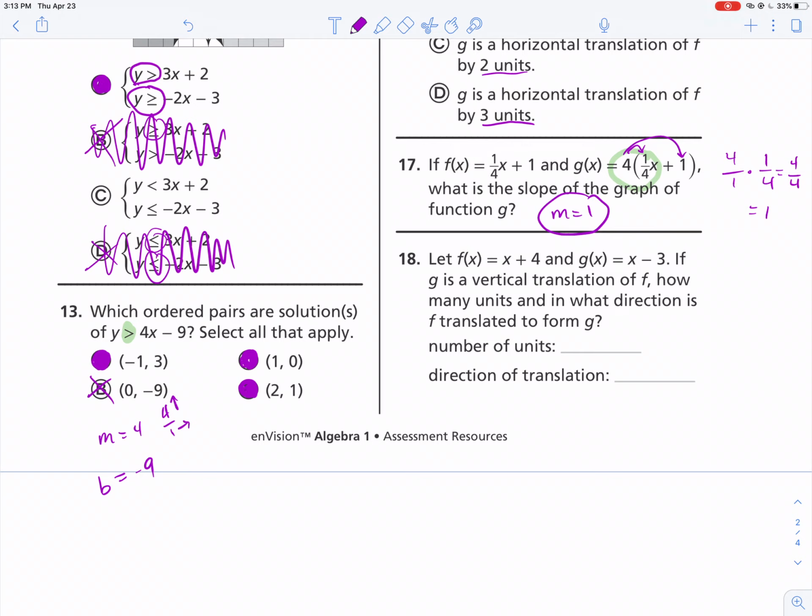And then number 18, let f of x equals x plus 4, and g of x equals x minus 3. And if g is a vertical translation of f, how many units and in what direction? So think about it. On f of x, our b is 4, and here our b is negative 3. So our b is 1, 2, 3, 4, and 1, 2, negative 3. So I'm saying if this is a translation, how many spaces is this translated? Well, if we look, it's going to be 7 spaces, and we went down. And this concludes Readiness Assessment 5, Part 2.